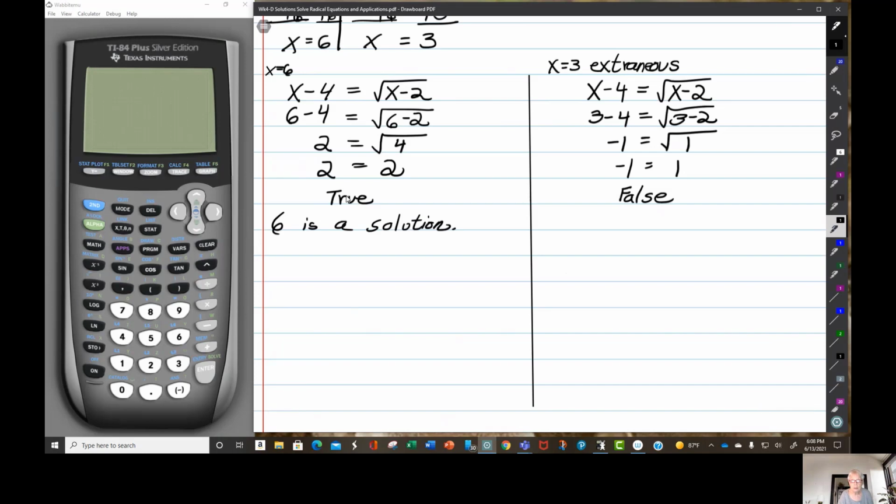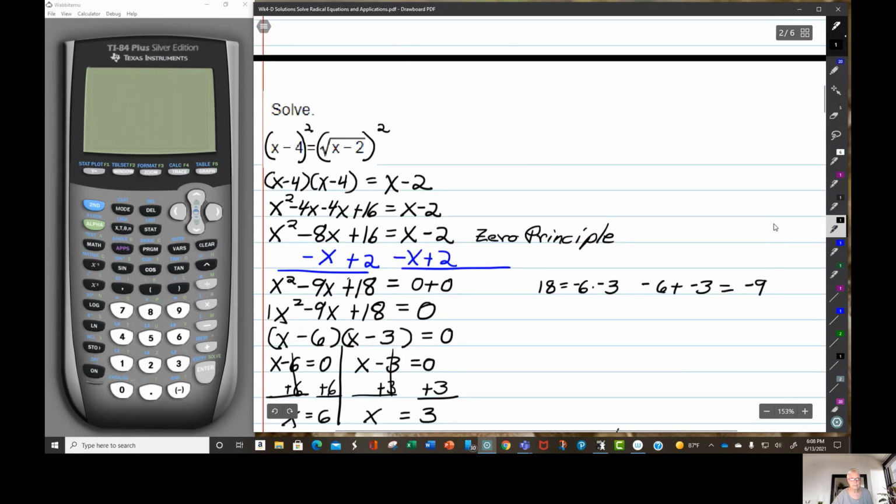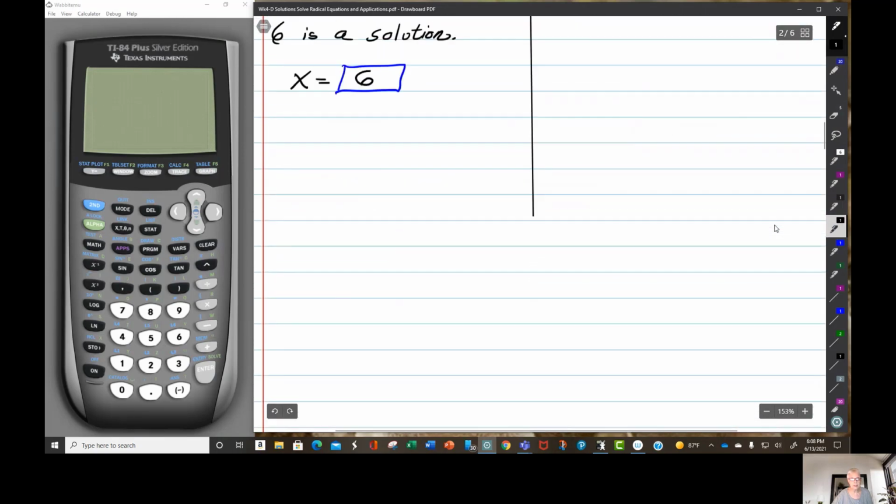So what you're going to do is you're going to have x equals and an answer box. You're not going to put in two answers, 6 and 3. You're just going to type in the number 6. That's it. This is the only solution. 3 is extraneous. Always check your answers.